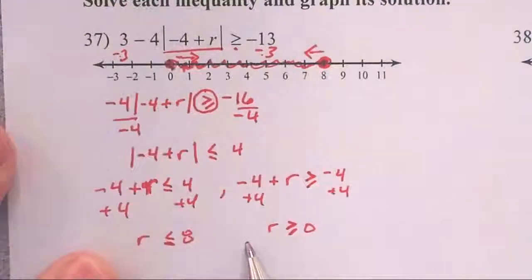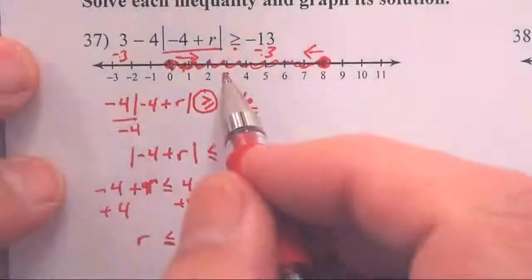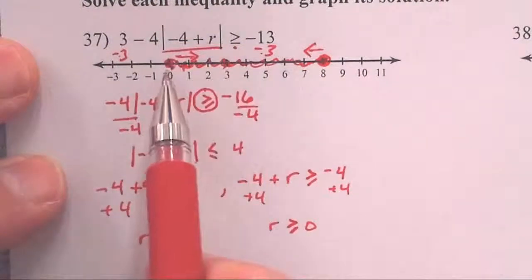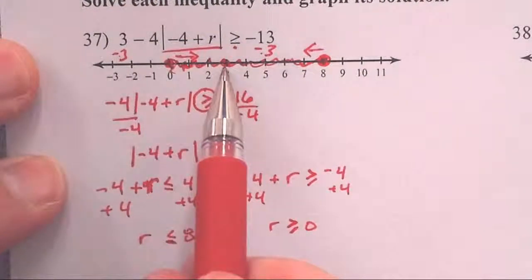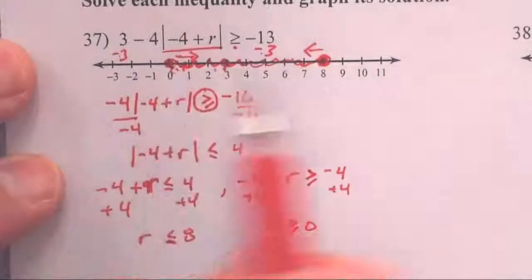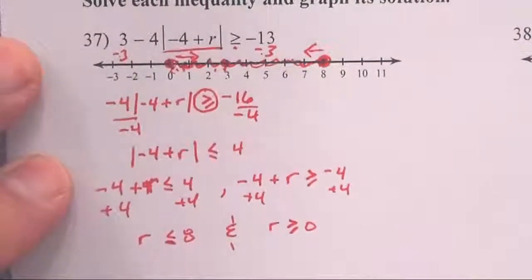But how do we communicate our answer? It's always going to be either with an and or an or. So I just look at a number and I see how it relates to what I'm looking for. For instance, let's look at 3. 3 is one of my solutions. Well, 3 is bigger than 0 and it's less than 8. It's bigger than 0 and less than 8, so my final answer is r is less than or equal to 8 and r is greater than or equal to 0.